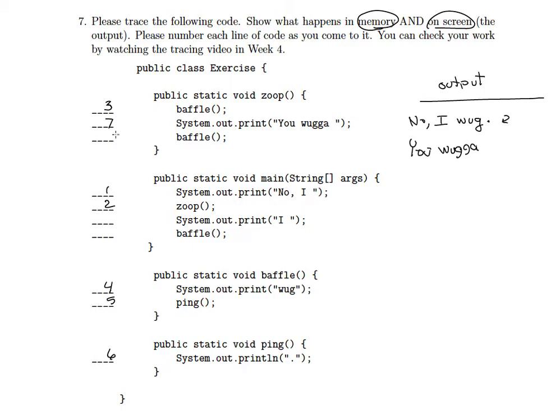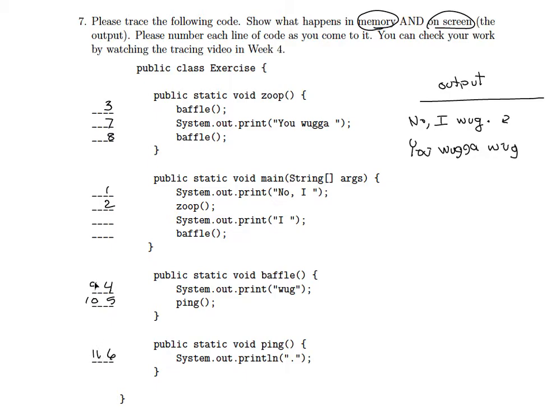Okay, then at line 8, I can make another call to baffle. So down here in baffle, I'm at line 9, or execution line 9. System.out.print, I'll put this word in here. And then it looks like I call ping at line 10. Now I'm in ping at line 11. And the same thing, I look for line 10, I'm done.